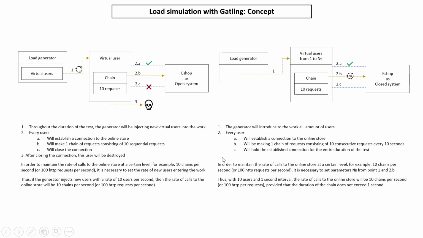Let's start with analyzing the testing of the eShop online store as an open system. A scheme is presented, which means the following. Throughout the duration of the test, the load generator will inject into work more and more new users. Each of them will establish a connection with the online store. Next, the user will make a chain of 10 sequential requests. At the end of the chain, the user will close the connection. And then the user is destroyed.